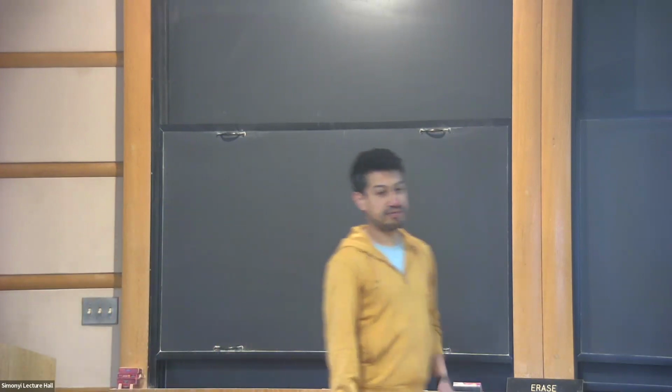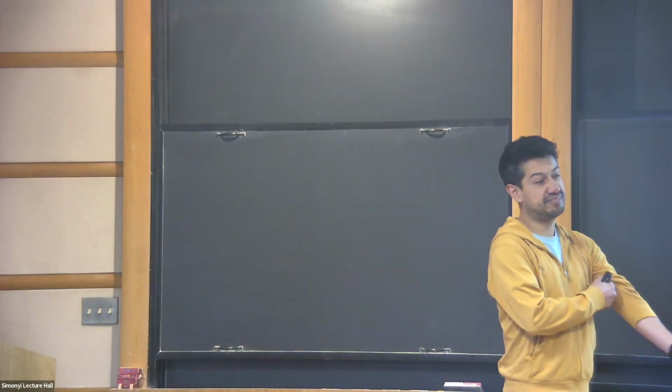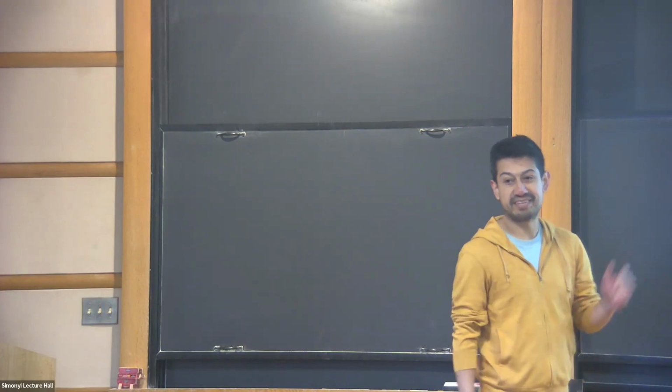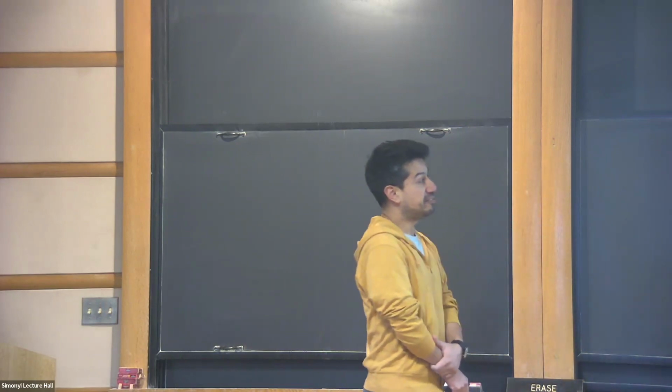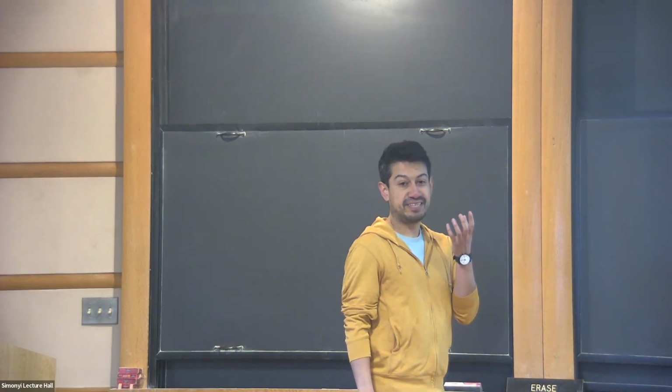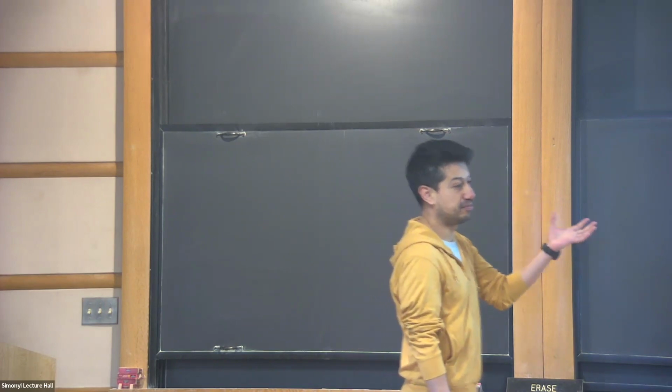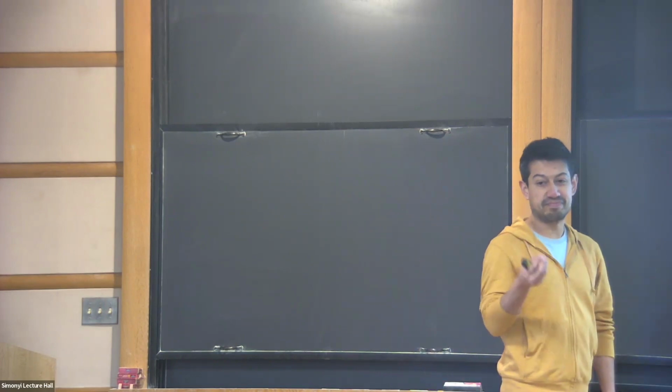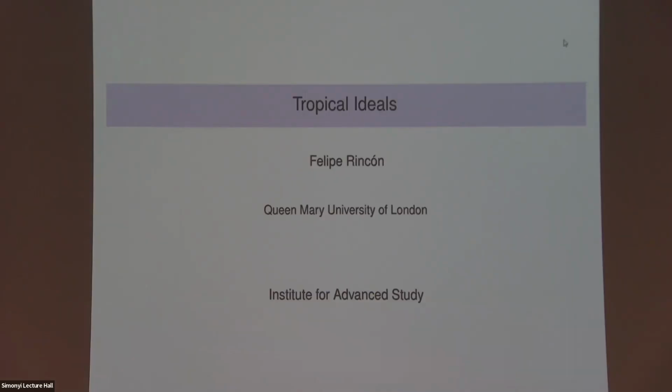My plan is to tell you about these objects, tropical ideals, which I've been thinking about for several years now. I'm going to try to make my exposition very matroidal. These are very matroidal objects, and I'm going to try to distill the matroid theory behind them. My plan is to go slowly. I only have 13 slides, so please let me know if anything is not clear.